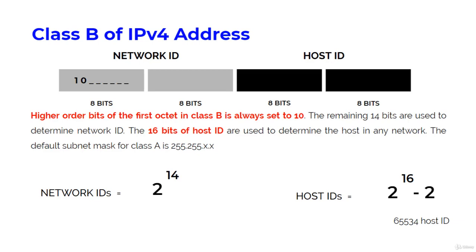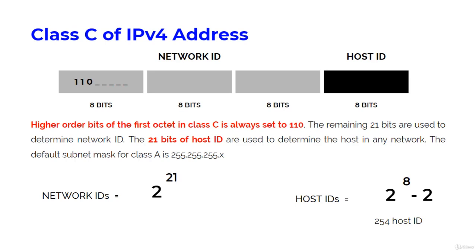The default subnet mask for class B is 255.255.x.x. Since 14 bits are used to determine the network ID, the total number of network IDs is 2 raised to 14 and the total number of host IDs is 2 raised to 16 minus 2. Now why minus 2? We have already discussed that in the previous slide. The next one is class C.